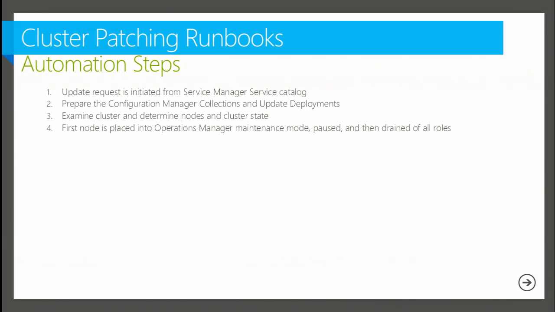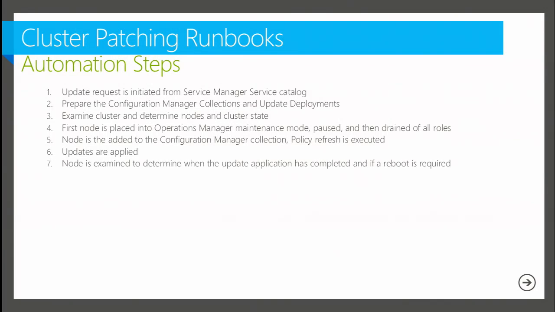Put the first node in Operations Manager maintenance mode. Pause the node. Drain all the roles off of the node. Add the node to the Configuration Manager collection. Refresh the Configuration Manager policy on the machine. Apply the updates. Examine that node to determine when the update process has completed and determine if a reboot is required. If a reboot is required, do it.